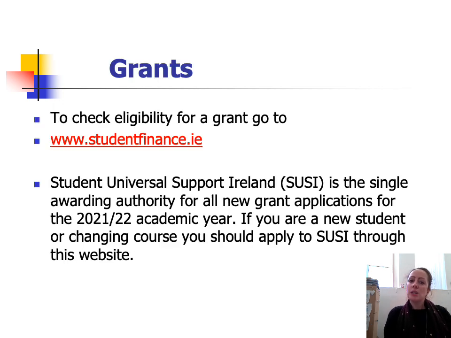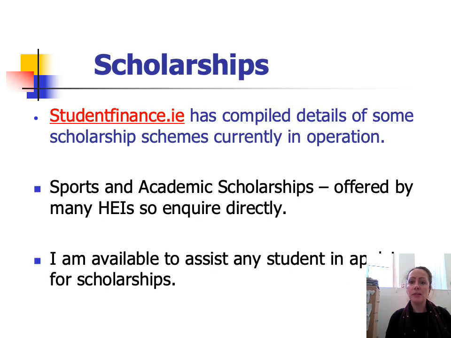Grants. To check for eligibility for the grant, you can go to Student Finance and also the SUSI website there. You can fill out an application to see if you are eligible or not. Scholarships. Student Finance has a list of scholarships. Any sports and academic scholarships, I'm happy to help there as well. But many are offered through the higher educational institutes directly, so you can have a look there, and many of them are different closing dates. It's not just one system for all. And I'm available to help any student, be it sports scholarship or academic scholarship.